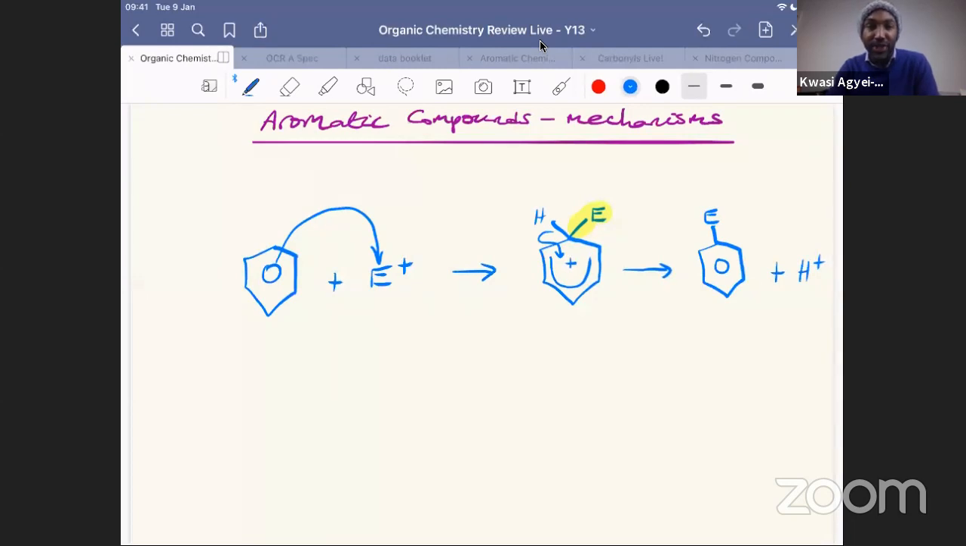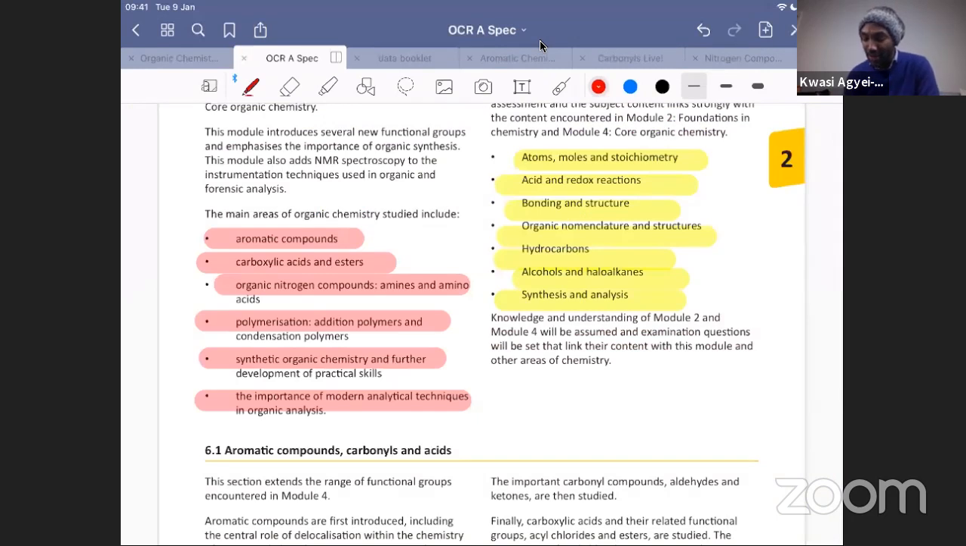Okay, so that's a whirlwind tour of some of the reactions of benzene and its derivatives. As far as aromatic compounds are concerned, you want to remember the electrophilic substitution mechanisms. If we label this as that, so electrophilic substitution. Okay, good. So that's benzene and aromatic chemistry.